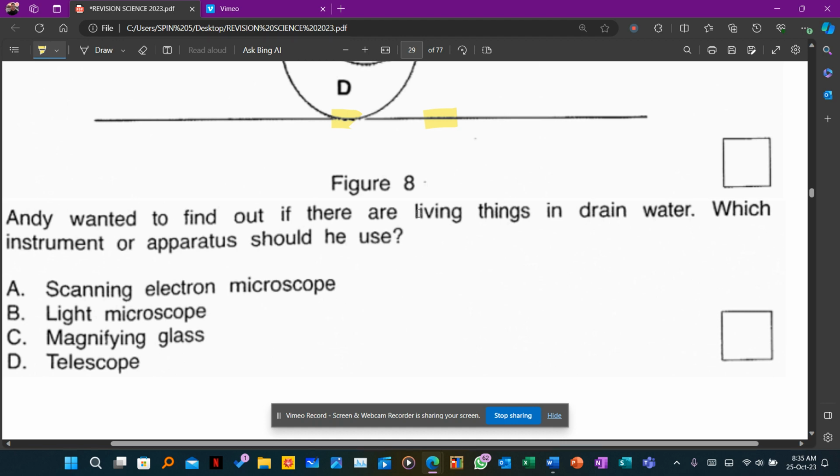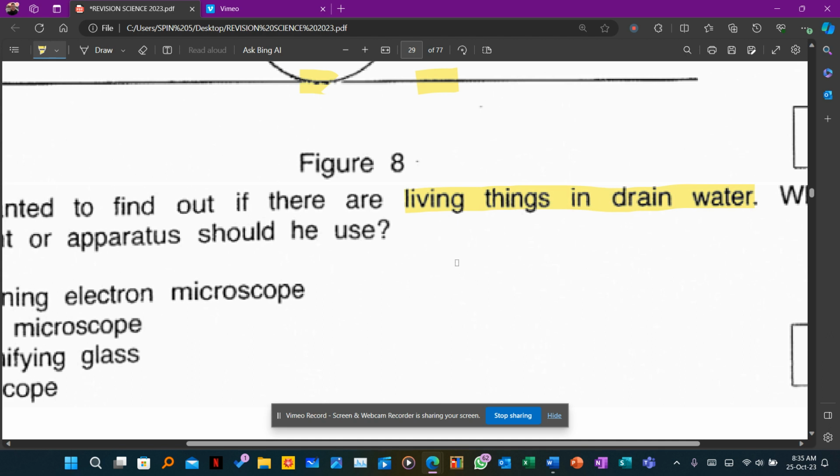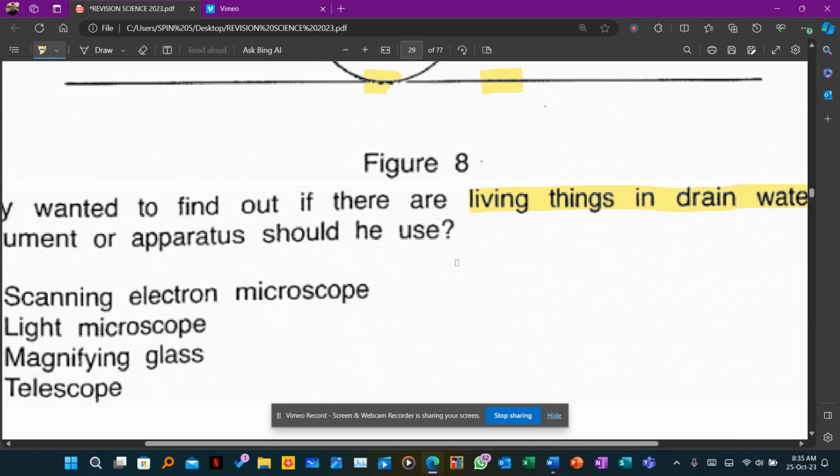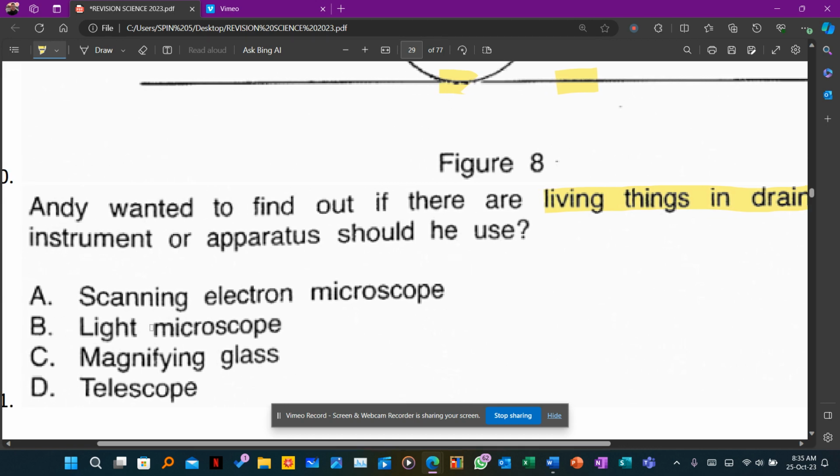how to see living things that are in drain water. So drain water, usually you cannot see anything, or basically anything inside water or the seawater, you cannot see anything unless you put them under a microscope. Now there are two different microscopes being mentioned here. Now scanning electron microscope is not readily available. It's available in some university and hospital for its application, but generally we're using light microscope that is readily available in the lab, or you can purchase one as well.